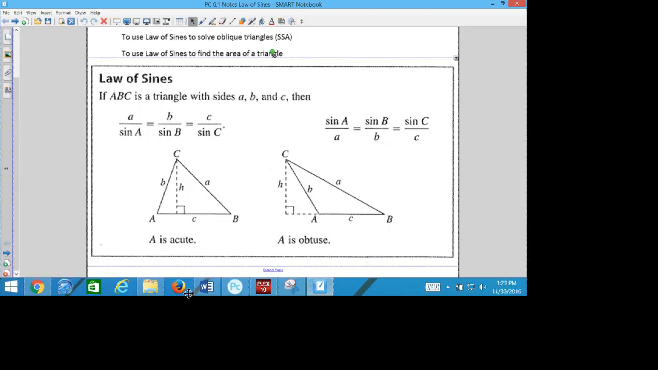And what's H? The height. H is the height. What we're also going to do today is find the area of a non-right triangle when I don't know the height. Because normally area of a triangle is half base times height, so you'd need to know that height, but we're going to find the area without even knowing the height.